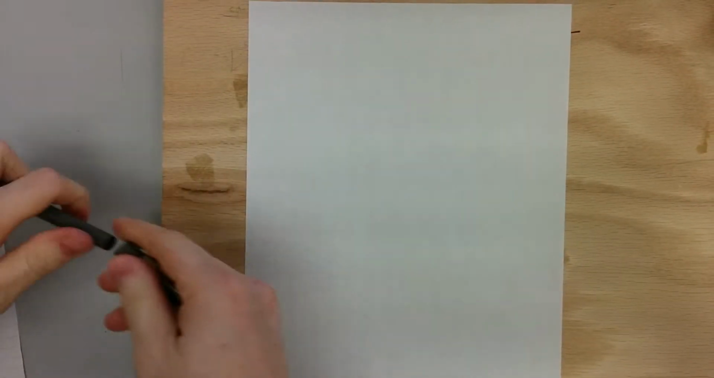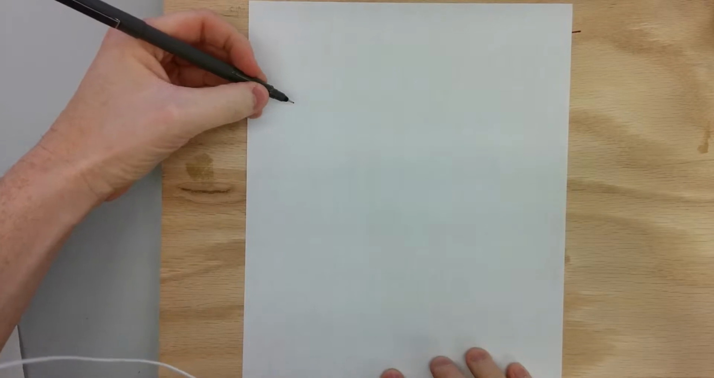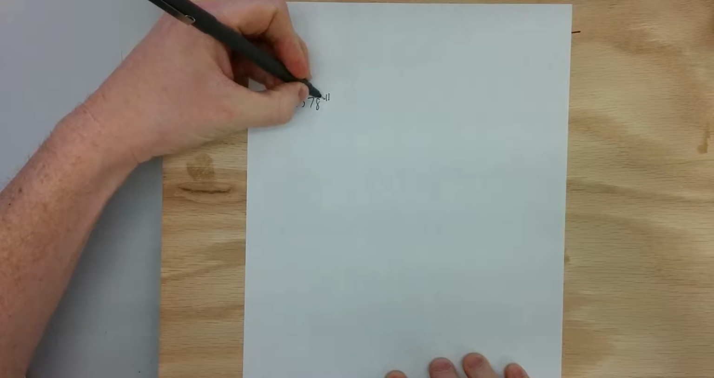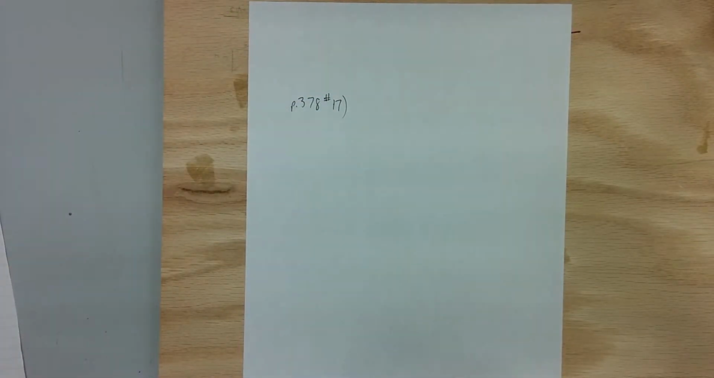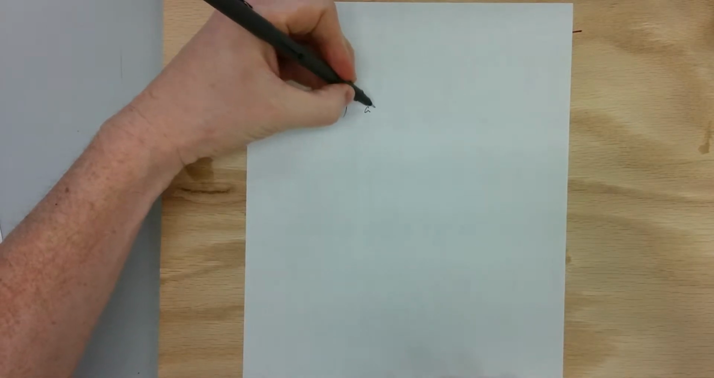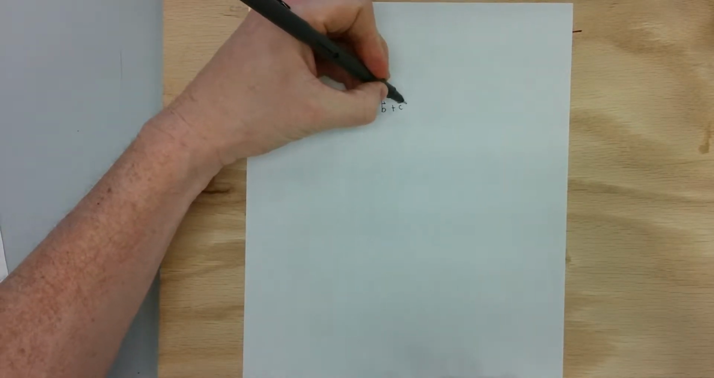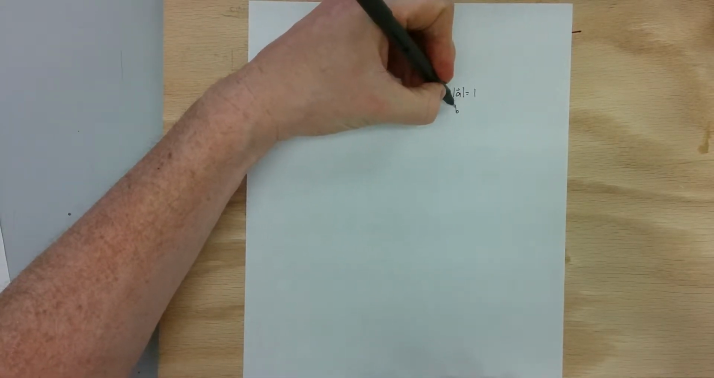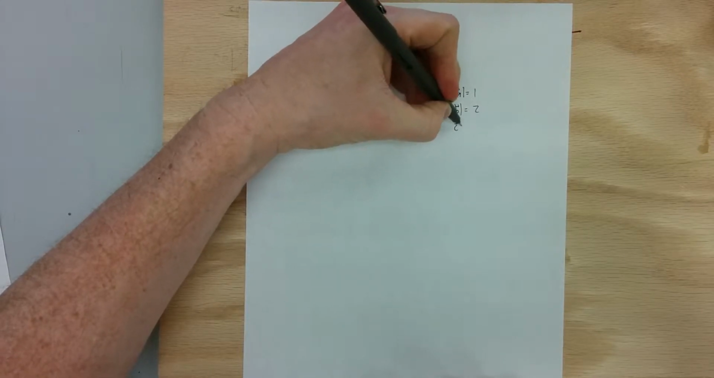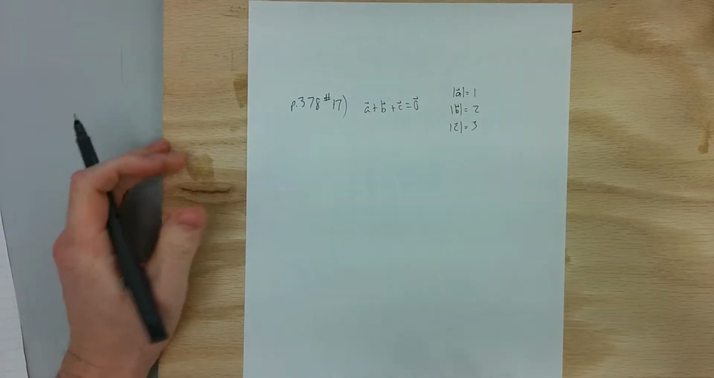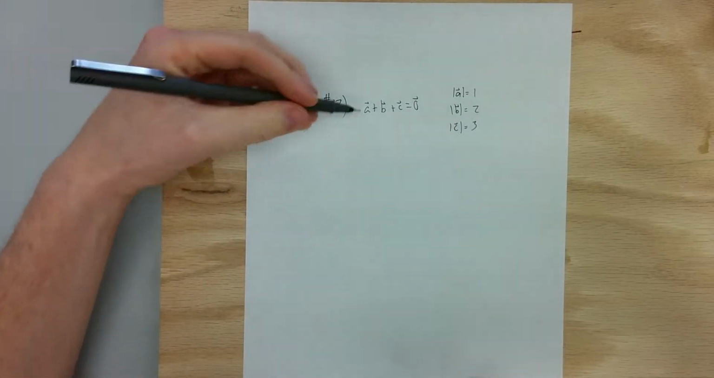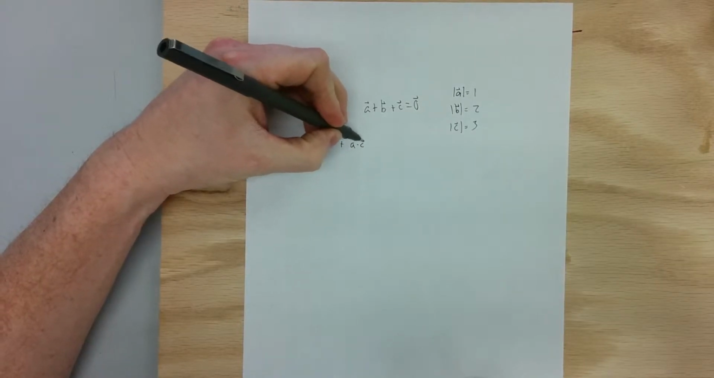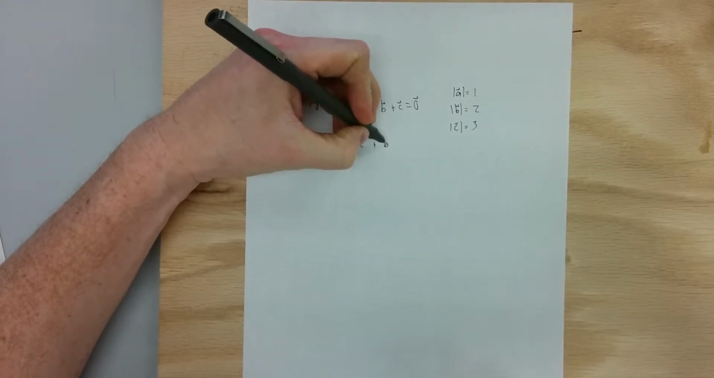Okay, so this one is page 378, number 17, and we have a lot of information in this one. So we know that vector A plus vector B plus vector C equals the zero vector. We know that magnitude A equals 1. We know that magnitude B equals 2. We know that magnitude C equals 3. And the question is asking us to find A dot B plus A dot C plus B dot C.